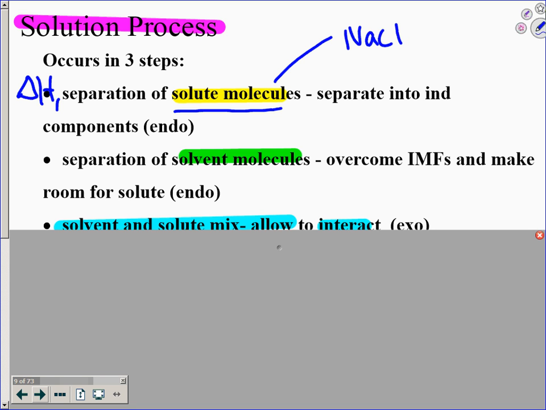Overcome the what? Lattice energy, right? So if you're breaking the bond between sodium and chlorine and you have to overcome lattice energy, would that be an endothermic or an exothermic process? Endo, right? Karate chop, like you're breaking the bonds, right?